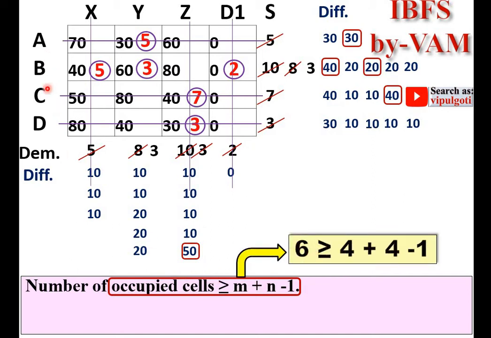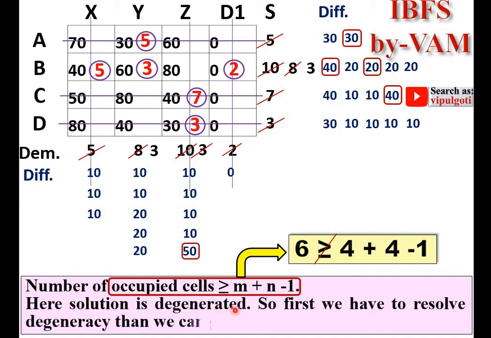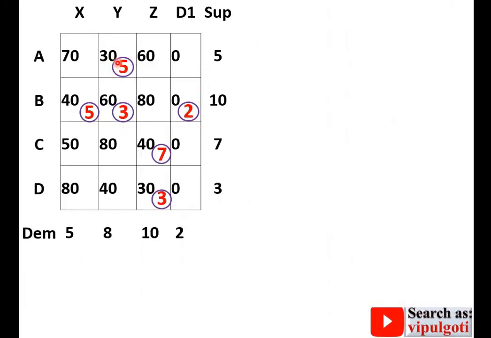M is the number of rows, that is 4. N is the number of columns, that is also 4. But here look at this condition, that is not satisfied over here. That means you can say the number of occupied cells is less than m plus n minus 1, and so the solution is degenerate. So first we have to resolve degeneracy, then we can go for the optimality test. So this is the IBFS by VAM.